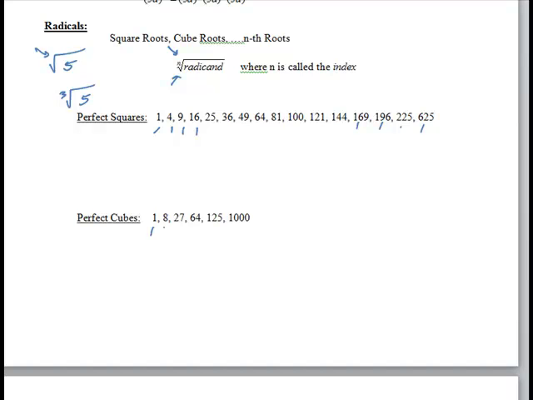The cube root of 1 is 1, cube root of 8 is 2, cube root of 27 is 3, cube root of 64 is 4, cube root of 125, 5, and of course the cube root of 1000 is 10.